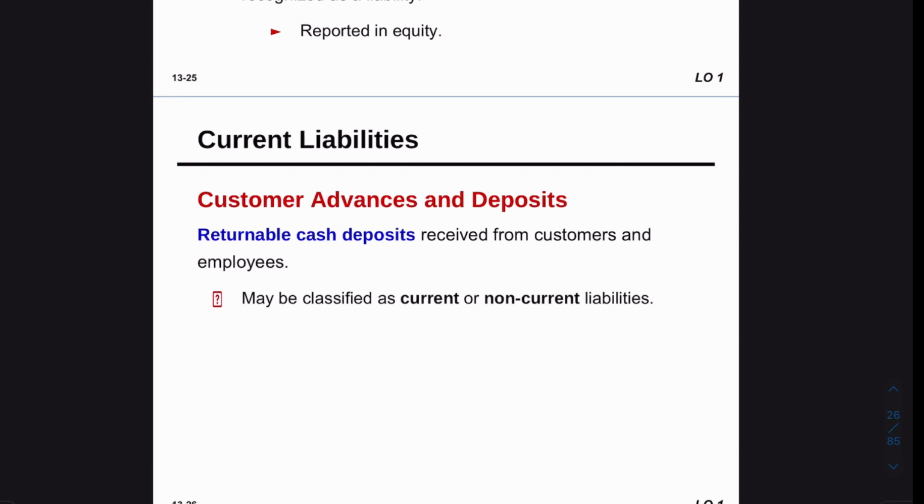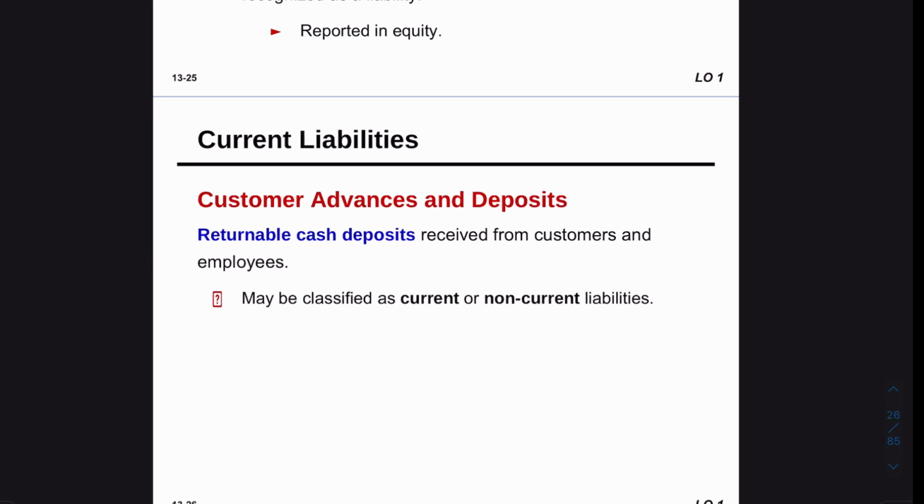And then we have customer advances and deposits, which are considered returnable cash deposits received from customers and employees. Let's say, for example, that you have an asset and you just want to make sure that the customer will return that asset, or that if they bring it back, it won't be defective. So you will ask your customer to pay some advance, or maybe a security deposit, and if they bring back those assets, you will pay them back those advances.